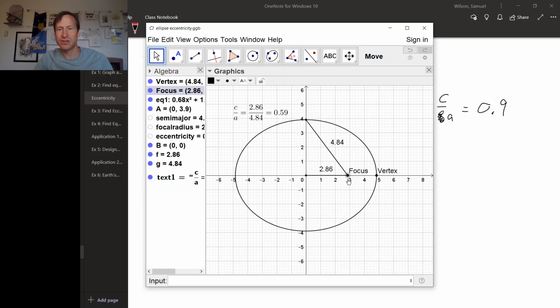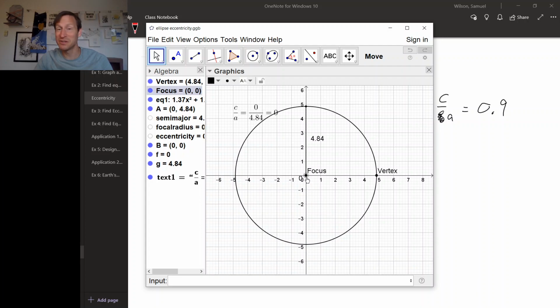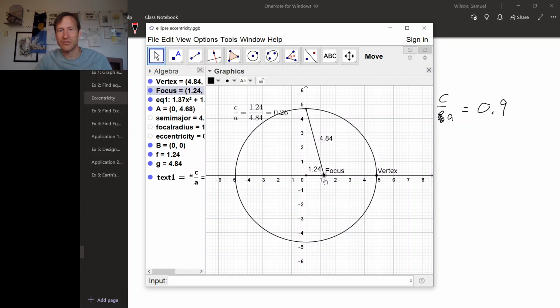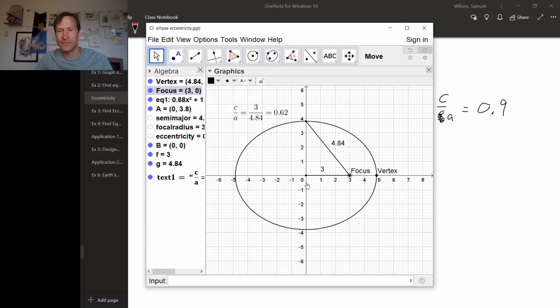As we move the focus closer to the origin, that makes the ellipse rounder, and you can see the eccentricity is getting smaller. When the focus gets all the way to the origin, remember there are actually two foci, so if one of them is on the center of the ellipse, then both of them are, and then the eccentricity is 0. And this is a perfect circle. So a circle is just an ellipse with eccentricity 0. Then if we take that focus and slide it further towards the vertex, then the semi-major axis is staying the same length, but the focal radius is getting larger, and so this ratio is also getting larger.